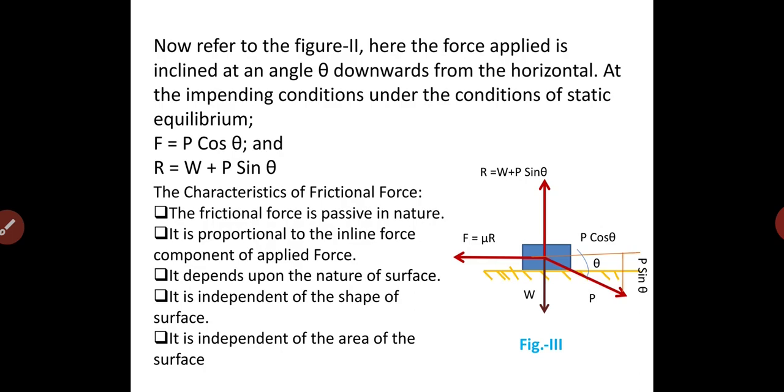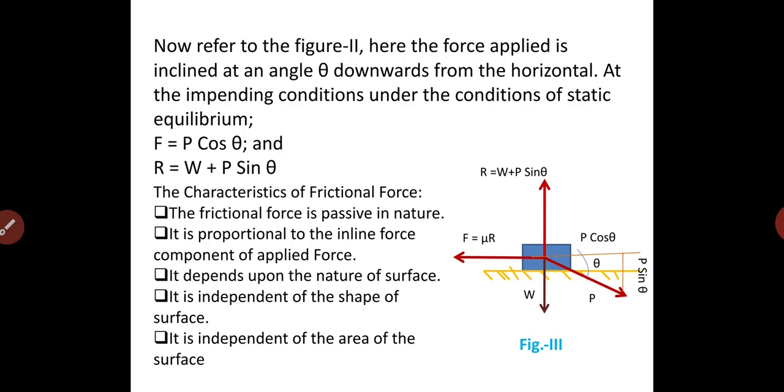Now, refer to figure 3. Here, the applied force is inclined at an angle theta downward from the horizontal. Again at the impending condition, under the conditions of static equilibrium, F equals P cos theta and R equals W plus P sin theta.